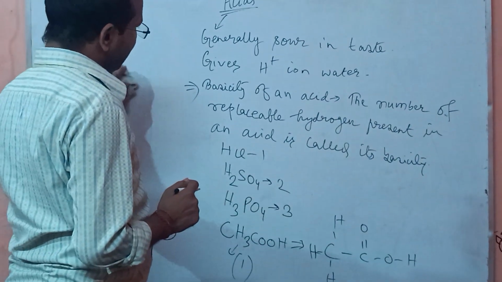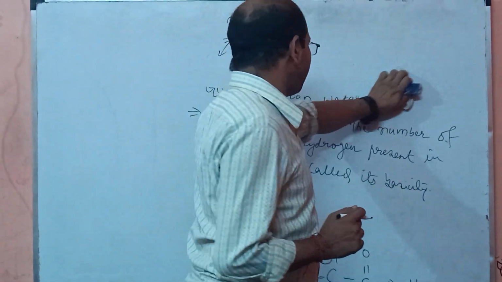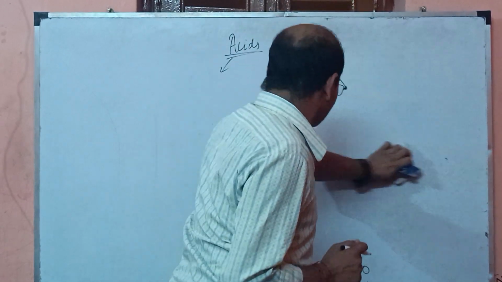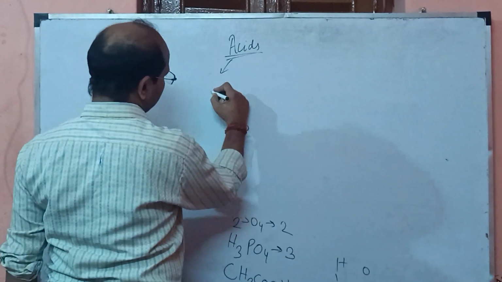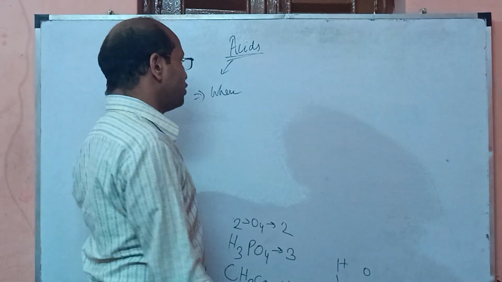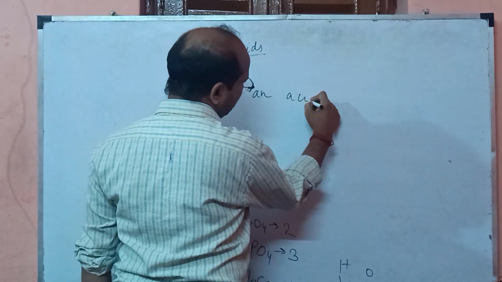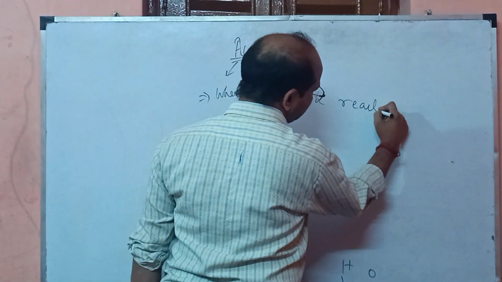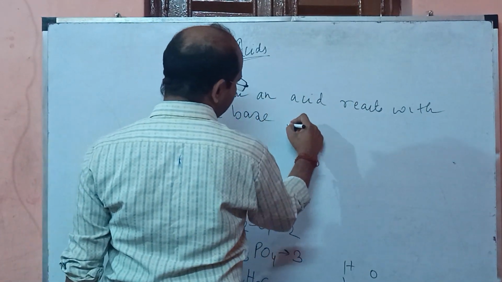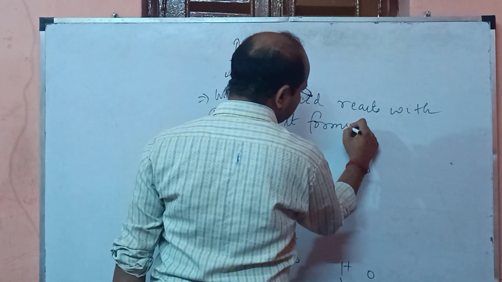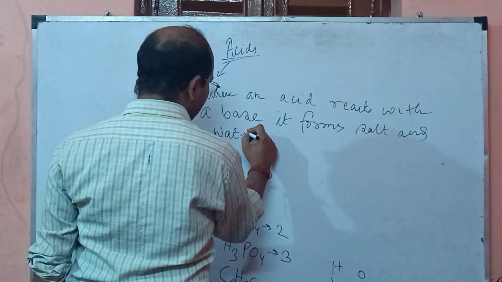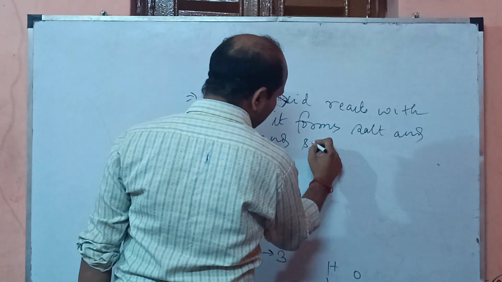Now we will study the reactions that the acid gives, that is, the chemical properties of acid. What happens when an acid reacts with a base? It forms salt and water, and such a reaction is called neutralization reaction.